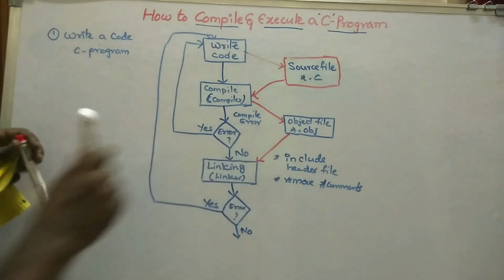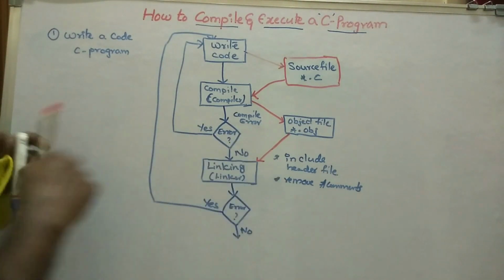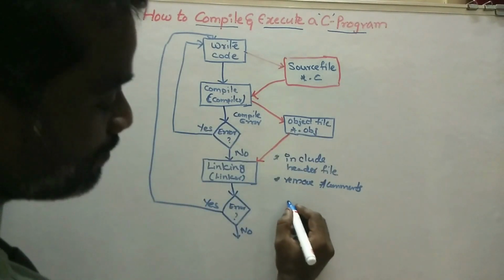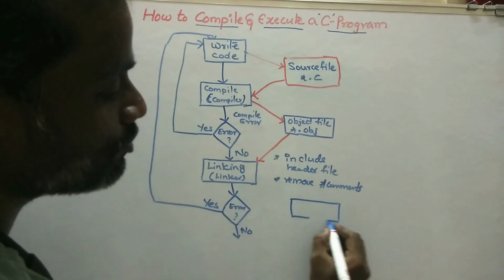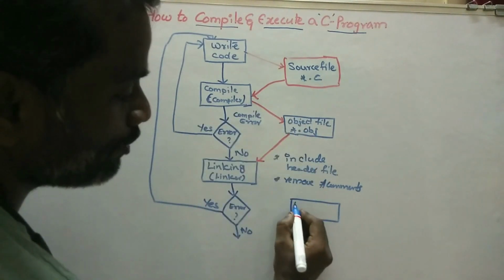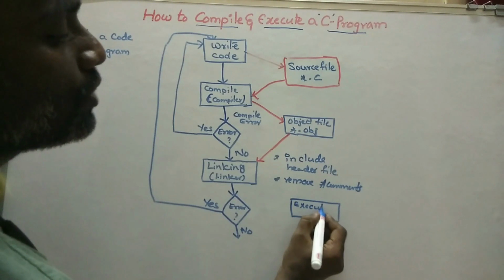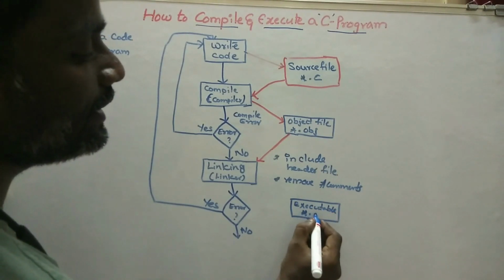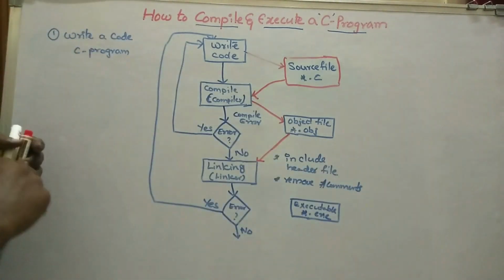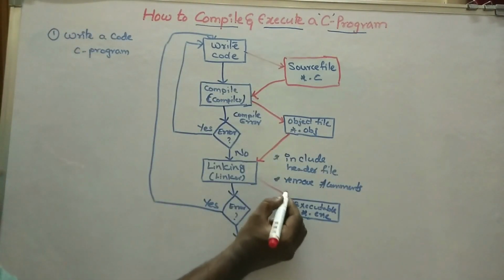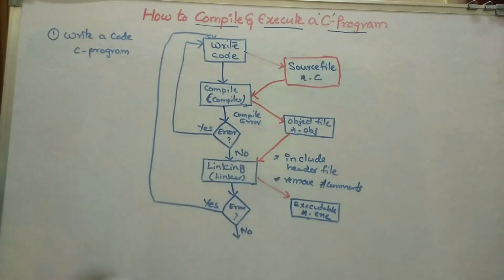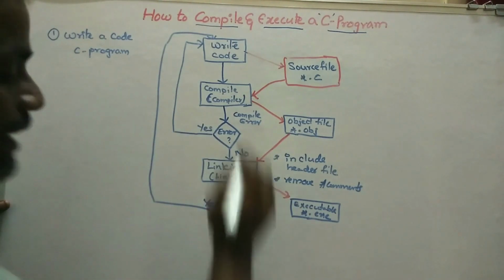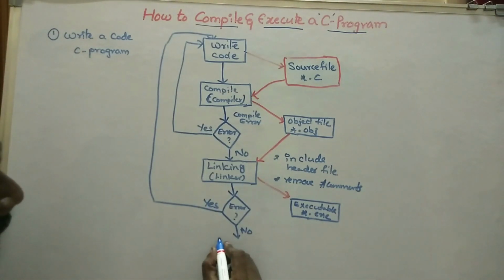Before that, whenever you link the program, the dot object file will be converted into an executable file, that is the .exe file. You have to generate it by using the linker, right? After that, if there is no error, we can execute the program directly.